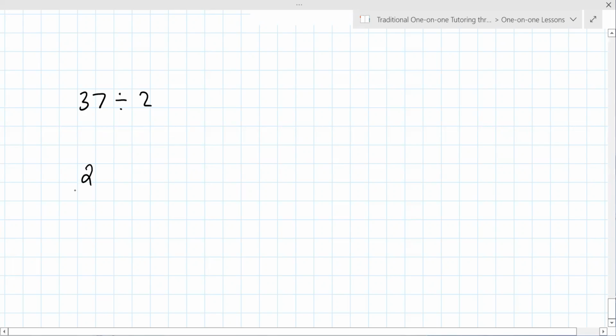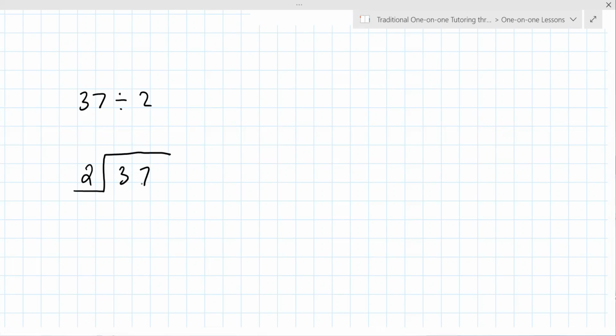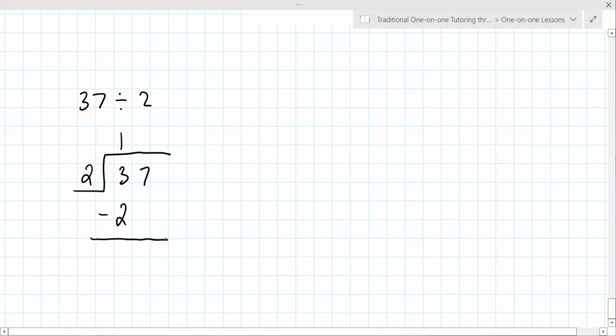Okay, so 2 goes into 37. How many times does 2 go into 3? 1 time. What is 1 times 2? 2. And then you subtract. What is 3 minus 2? 1. Yep, bring the 7 down.